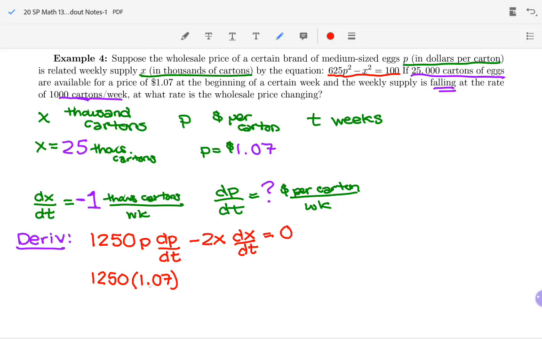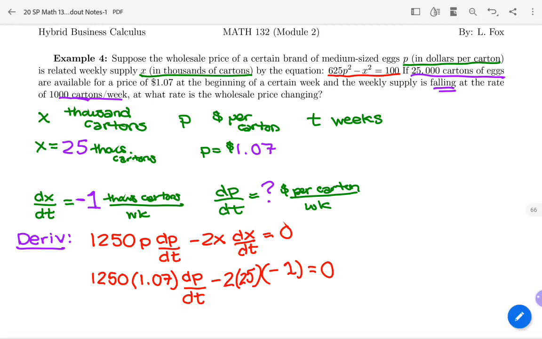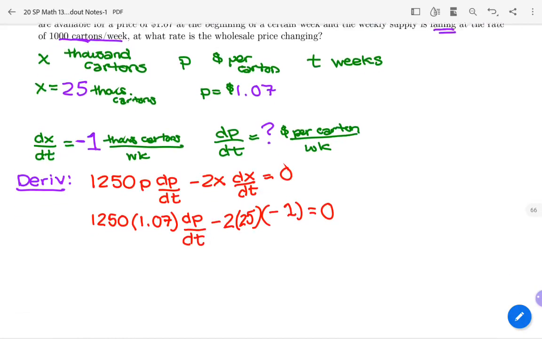So 1250, we plugged in p is $1.07, and then we have dp dt, that's what we're solving for. So I'm going to leave it as dp dt. I'm going to find that after I plug everything in. Minus 2 times my current x is 25. Again, they're not just selling 25 cartons of eggs, they're selling 25,000. But dx dt is -1. Their supply is dropping by 1,000 cartons per week. So their supply was 25,000, but it's expected to drop by 1,000 cartons per week.